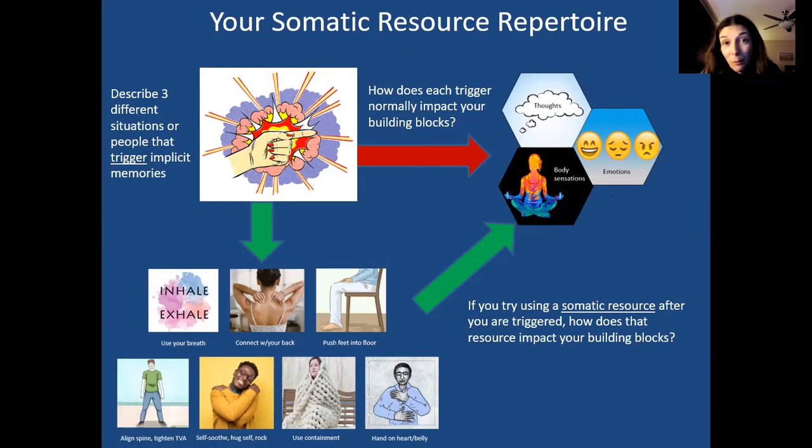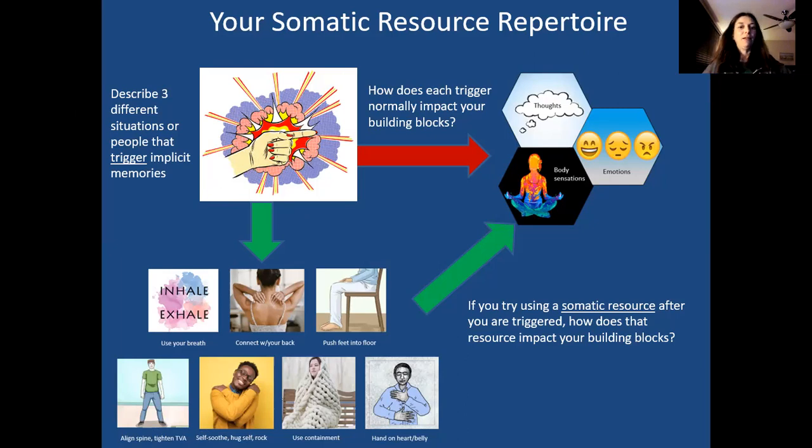Okay, so now I'm going to say, well, we're going to try to modify this experience a little bit. So now when I'm triggered, I'm going to go back to those original triggers I identified. What if, as I'm triggered, I try using some of my somatic resources? For example, what if I change my breathing a little bit, or I connect with my back, I press my back against the chair, for example. I ground myself by pushing my feet into the floor.